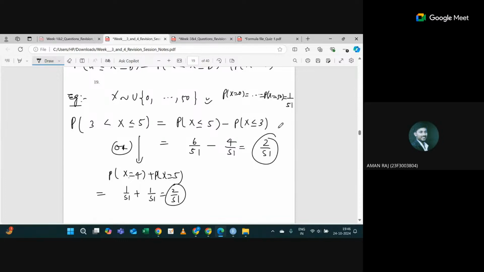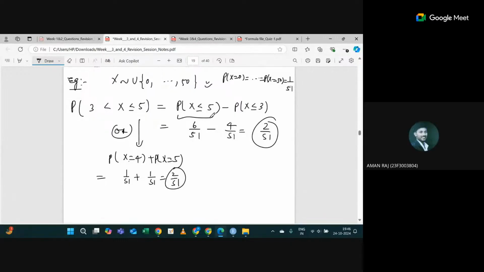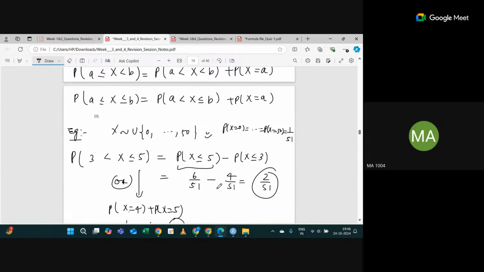Could you explain that? 6 by 51. Okay, so probability X less than or equal to 5 means what? Probability X equal to 0 plus probability X equal to 1 plus up to probability X equal to 5, right? So 1 by 51, 1 by 51 up to 6 by 51. Clear? Okay, so this is all about discrete random variable.